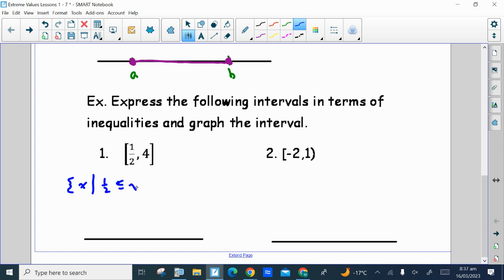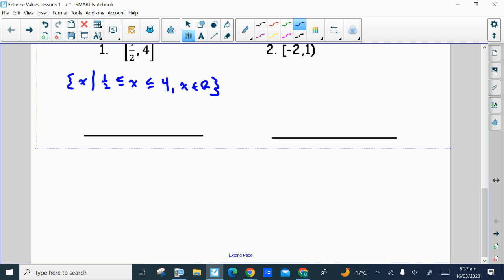So x is greater than or equal to 1/2, less than or equal to 4. And normally we also say that x is an element of real numbers. So on a number line, remember you always go smallest to greatest. So I can designate that point as being exactly 1/2. And the other endpoint is 4. Because the end values are included, we use a closed dot there with a line in between.